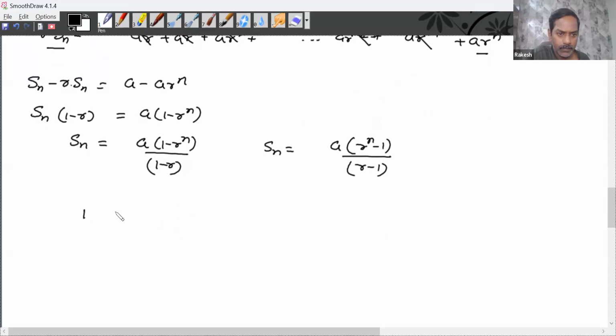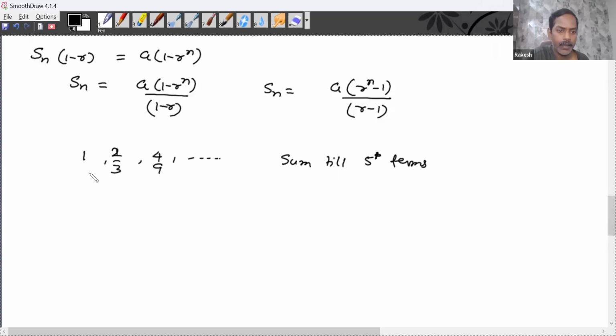So suppose the terms are 1, 2 by 3, 4 by 9, and so forth. We have to find the sum till 5 terms. First of all, we have to identify whether this is a geometric progression or not. So 2 by 3 divided by 1 is 2 by 3. Is 4 by 9 divided by 2 by 3 also 2 by 3? Let's see. 4 by 9 divided by 2 by 3: again, we can change division into multiplication, so it will be 4 by 9 times 3 by 2.